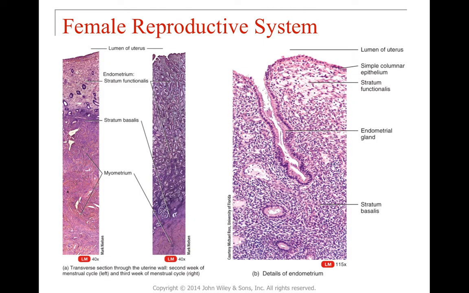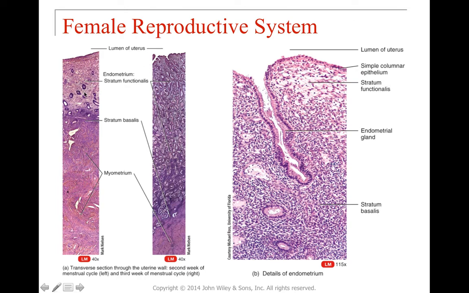Okay, so if we are looking here at the second week of the menstrual cycle and the third week of the menstrual cycle, we're going to see a huge difference in the stratum functionalis. But if you look, the stratum basalis looks the same, right? This basal layer, which is what all of this comes from.